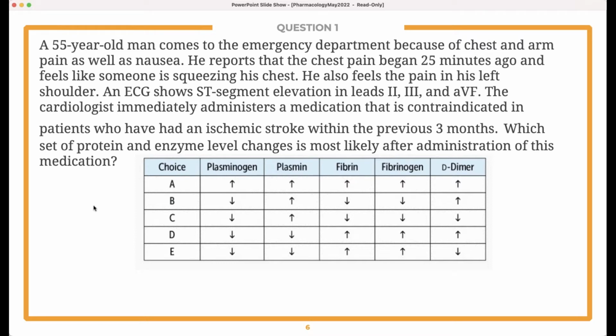Which set of protein and enzyme level changes is most likely after administration of this medication? What I'd like you to do to start with, go to the question box. Let us know how many steps you think it will take to answer this question as I pass it off to Sean. Sean?